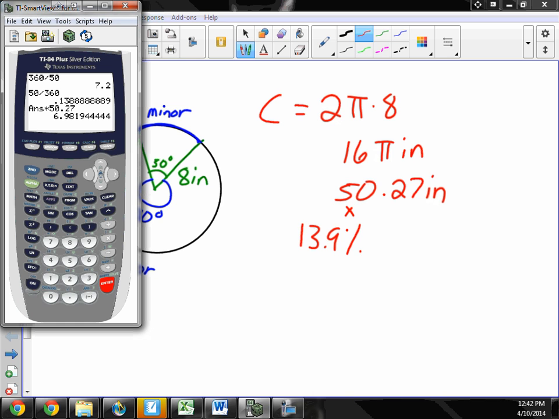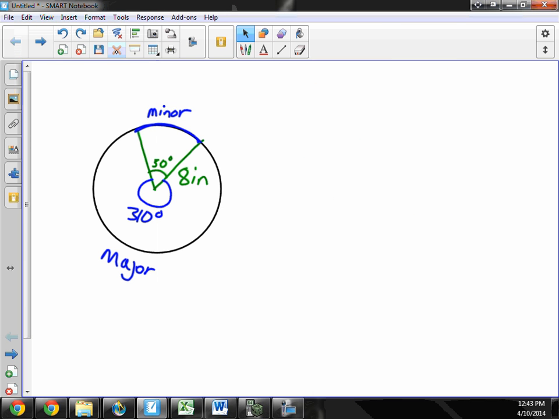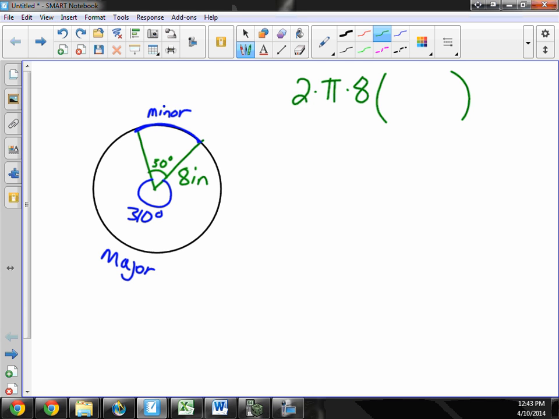Let me show you how we could set this up. So arc length, for some reason, the variable that we choose is s. I don't know why. So we could create the arc length by doing this. We find the circumference, which is 2 times pi times 8, and I multiply that by the percentage, and the percentage was found by doing 50 over 360. And that's what gave me the 6 point whatever inches.